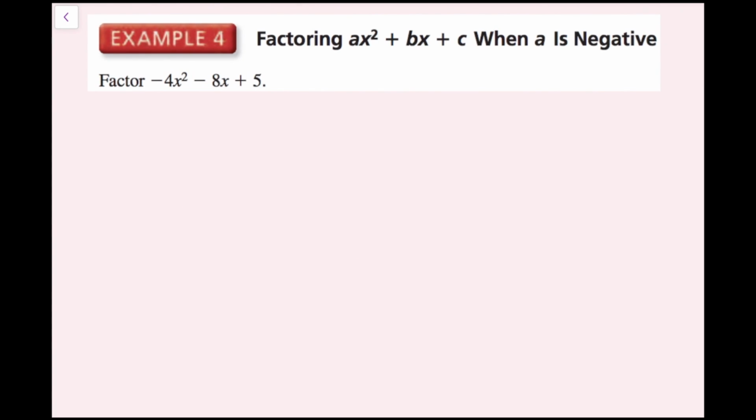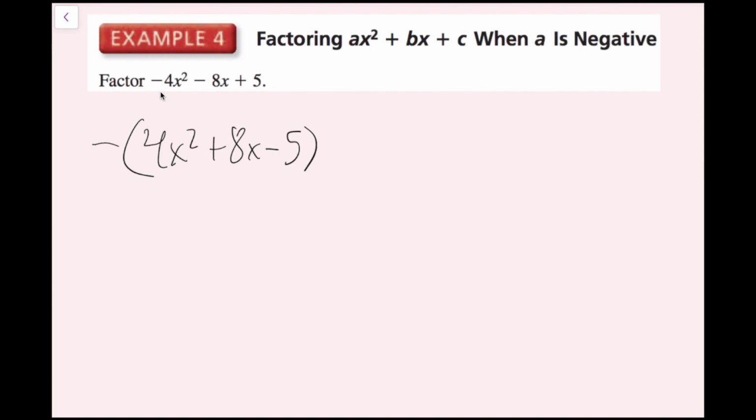So for example 4, we're going to factor negative 4x squared minus 8x plus 5. And notice we have a negative coefficient of a. Now, there's a couple things you can do. You can either rewrite this as negative parentheses positive 4x plus 8x minus 5. All I did is factored out a negative here. Or you could just do it normally.